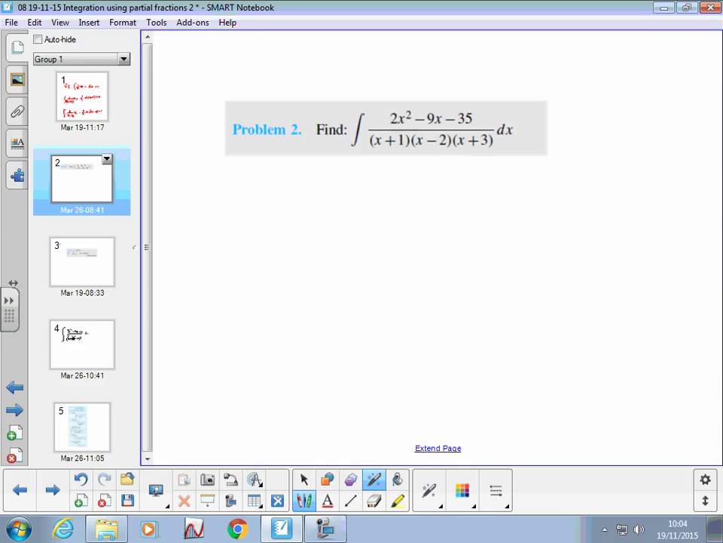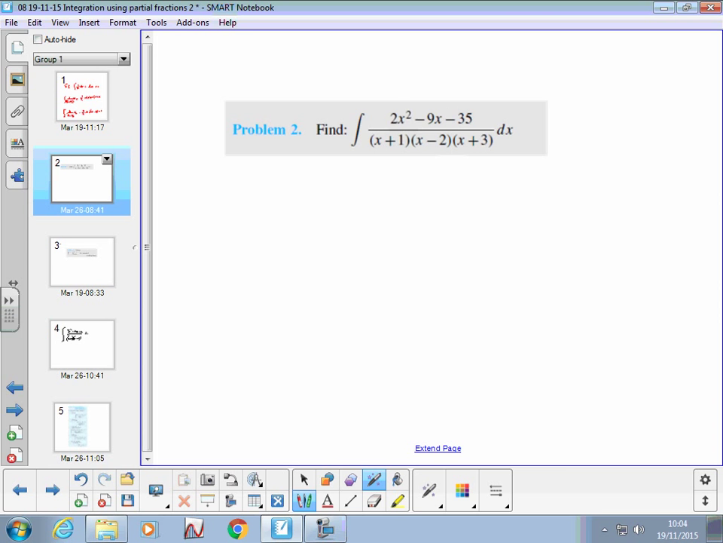X times x times x. At some point I'm going to end up multiplying those three x's together, so I'm going to have a cubic. So is this fraction top heavy? No, it's not. So we don't have to worry about polynomial division, which is something that we started thinking about last week and we'll talk about a bit more today. We haven't got to worry about this being a top heavy fraction. So in theory we can do this using the method of partial fractions.